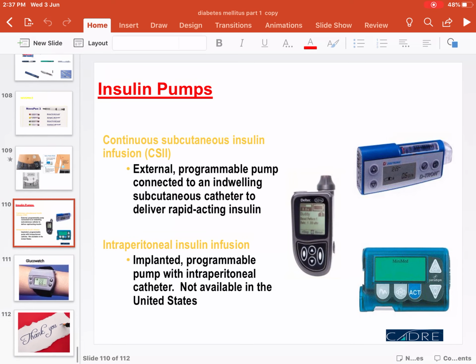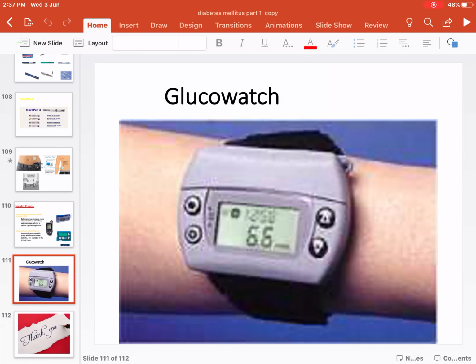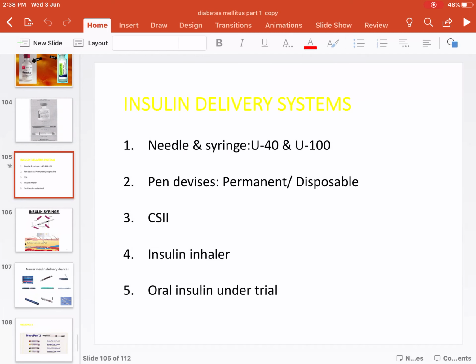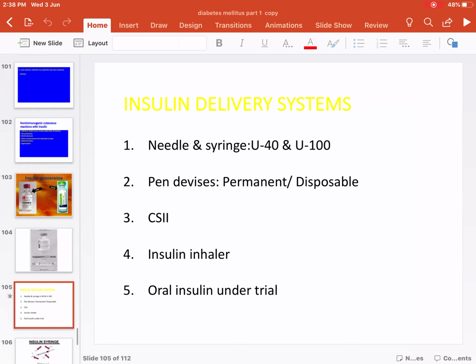So what are this Gluco Watch or AccuCheck? These are used to measure blood sugar levels, to measure FBS, PPBS, RBS. These are a few of the blood glucose measuring devices. So what did we learn now? We learned about how we deliver insulin. Insulin is delivered through syringes, pen devices, computerized pumps. We have inhaled insulin, and we also have oral insulin, which is under trial. Inhaled insulin is already in the market.